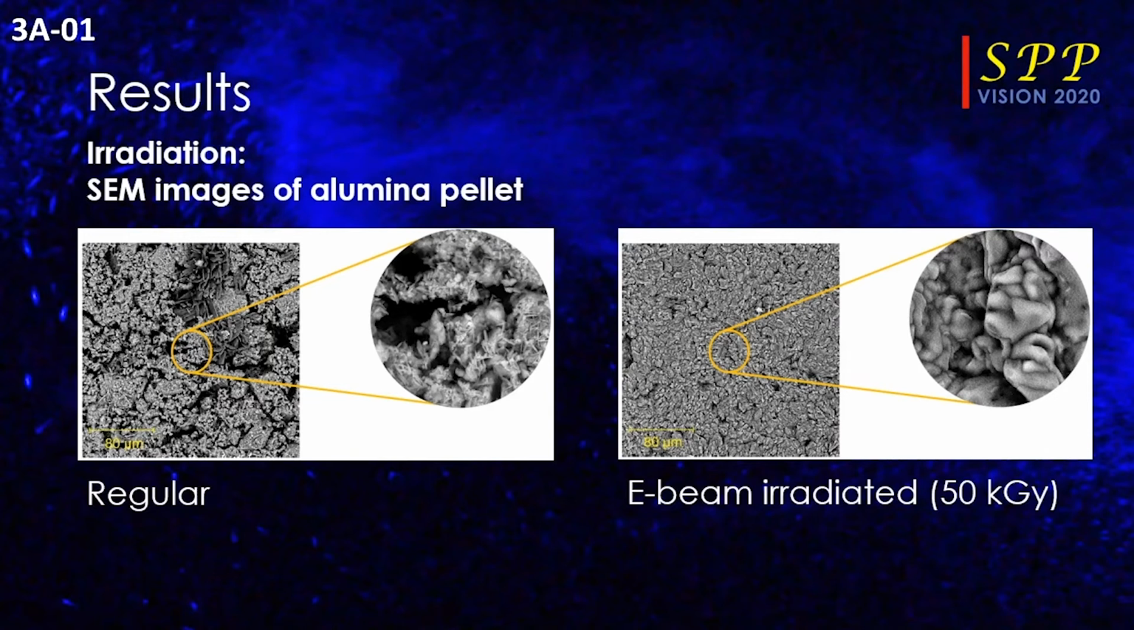There is a difference between the two, where the irradiated pellet has larger grain sizes. This corresponds to changes in the morphology within the pellet.